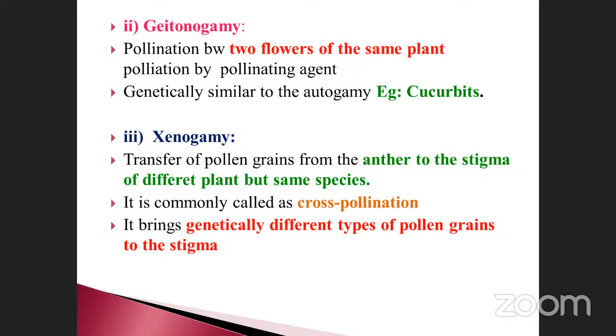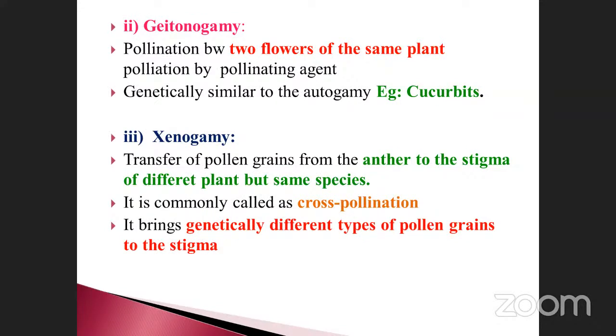Example, cucurbits, the Cucurbitaceae family. So this is very, very important. Geitonogamy is pollination between two flowers of the same plant. What is meant by agent? The agent may be insects or wind or whatever it may be. It is genetically similar to autogamy, because autogamy means a similar genetic structure is produced. This is why cucurbits.